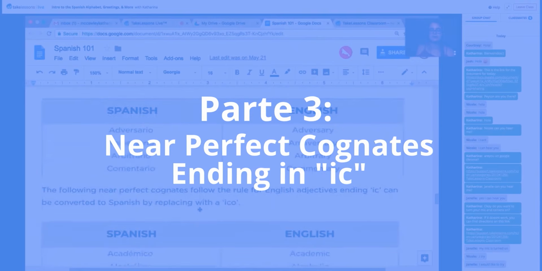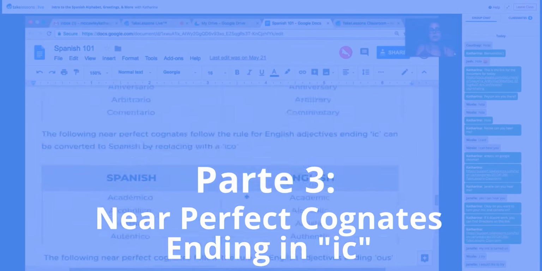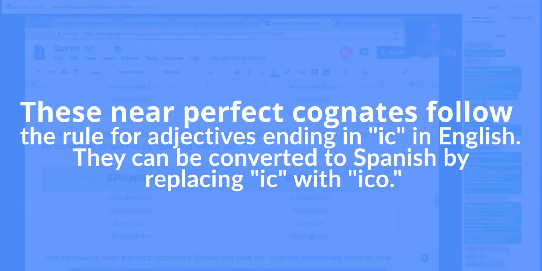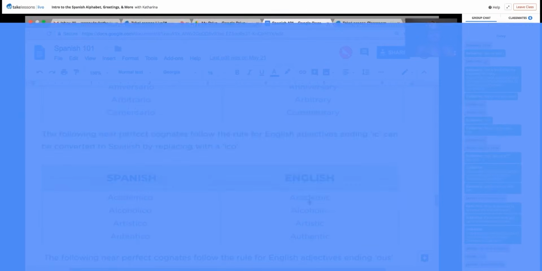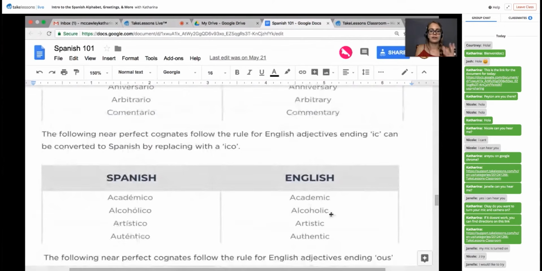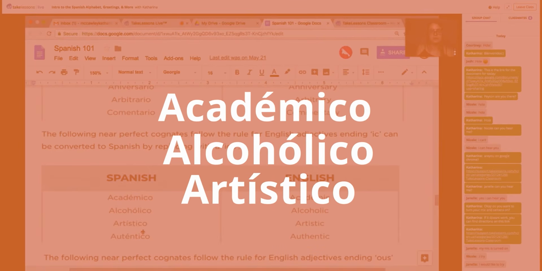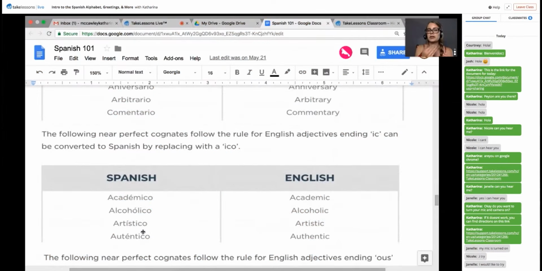Another one would be if you're going to look at the adjectives. We have, for example, academic, alcoholic, artistic, authentic, and those ending with IC in English can be converted to Spanish by replacing that IC with ICO. So académico, alcohólico, artístico.